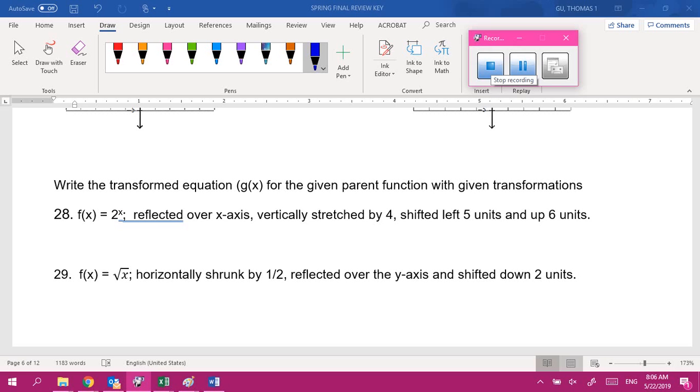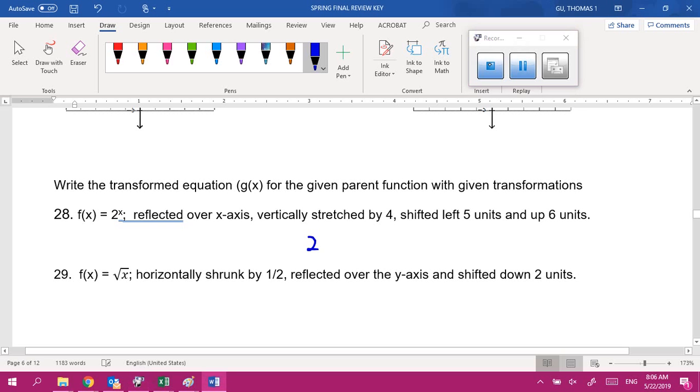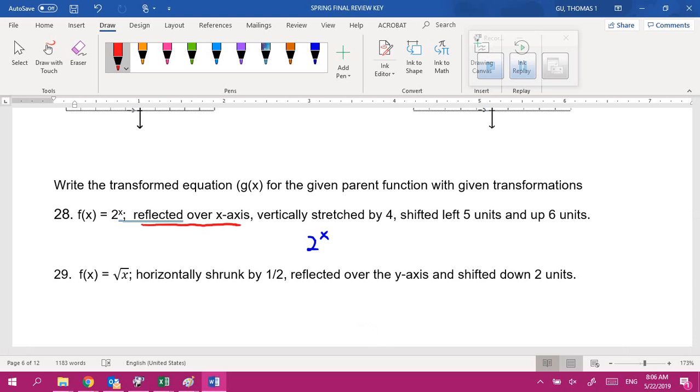All right, 28 and 29, we're writing transformed equations based on the transformations they give us. So they give us the parent function right here, f of x equals 2 raised to the x, and they want us to apply all those transformations. So if I've got 2 raised to the x, first thing they tell us is reflect over the x-axis. What can I write in my equation that would show that? Minus. The negative sign where? In front of the 2.